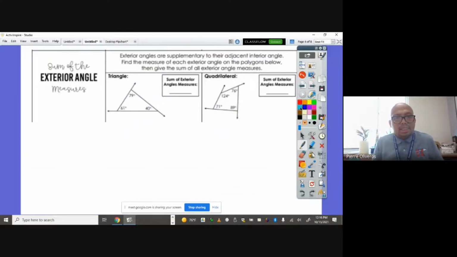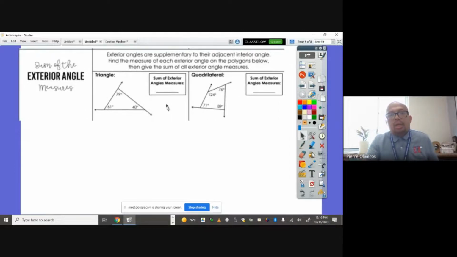Sum of the exterior angle measurements. Okay. Exterior angles are supplementary to their adjacent interior angles. So say if we have a polygon like this, the red one, if we extend each side there, we draw a linear pair. And a linear pair, we know, is 180 degrees, right? So if we look at it that way, how much will this angle here be?